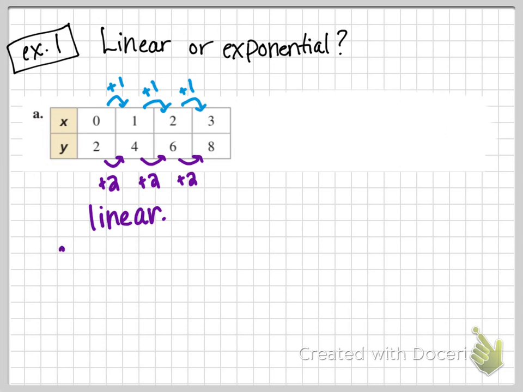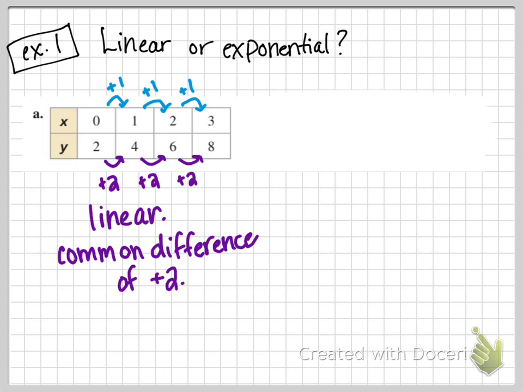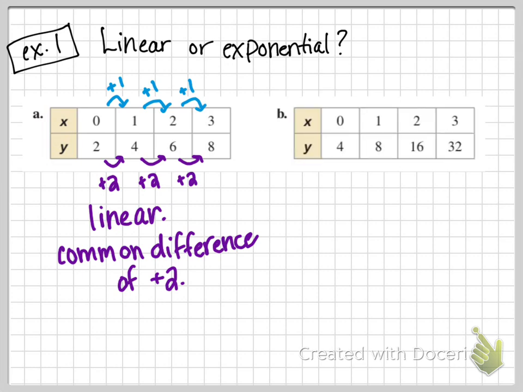Okay, and for linear functions, we call it a common difference of positive 2. So every time we're going up by plus 2, plus 2, plus 2. So linear, because we are adding or subtracting. And in this case specifically, we're adding. Okay, look at letter B.